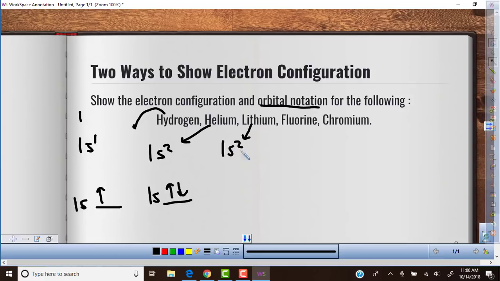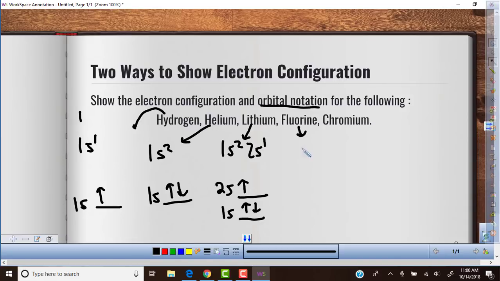So we start at the very beginning. The 1s is full. We're past it. So then we show 2s1, because there's only one electron in that 2s orbital. Okay? So to draw this out, we have 1s, 2s, and again, up, down, and up. Okay?